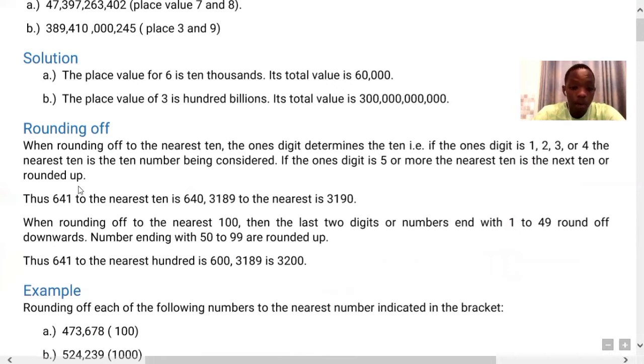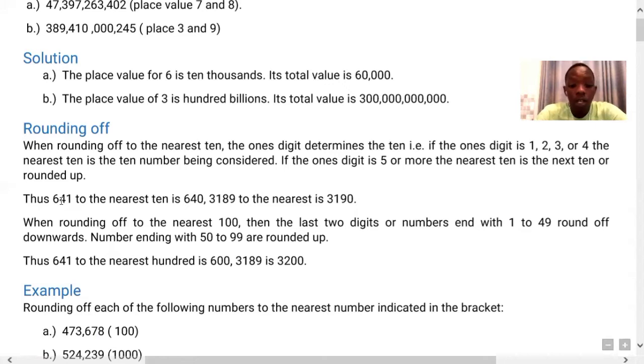But in this example here, the 9 is above what? Yes, the 9 is above 5. So you're going to make the 9 0 and add 1 to the 8, making it 3190. So when it's below 5, you just make the number 0 and don't add anything to the coefficient number, which is the 10s. That's 4 here. But if it's 5 and above, what you do is make this number 0 and add a 1 to the coefficient, which is 8.